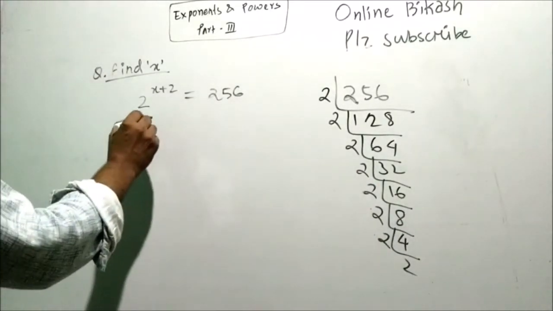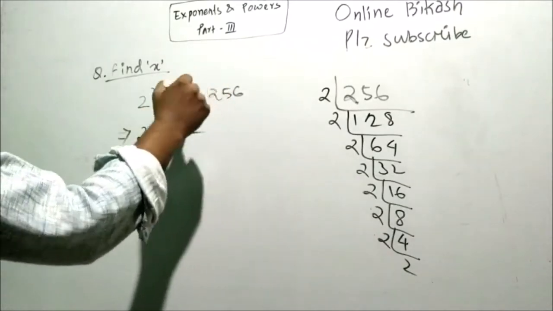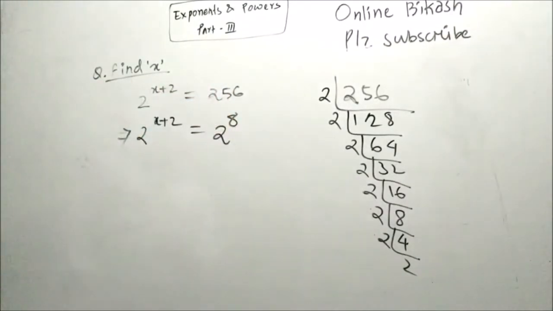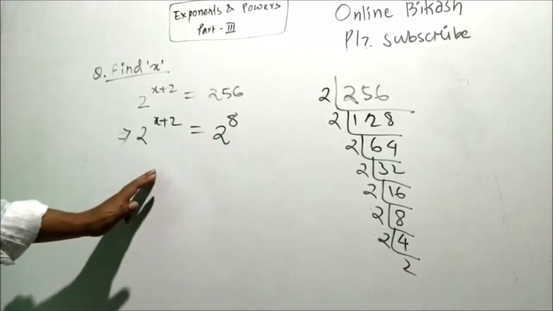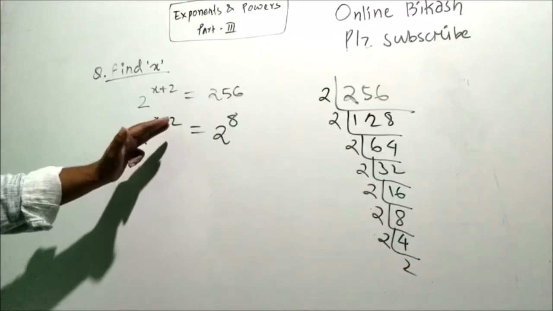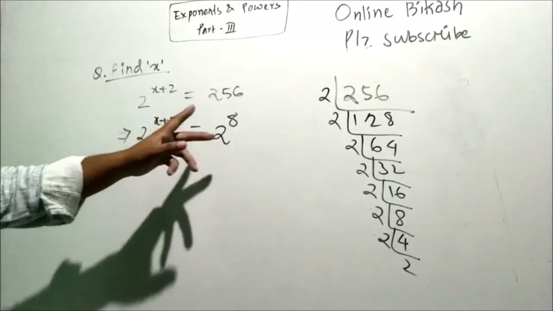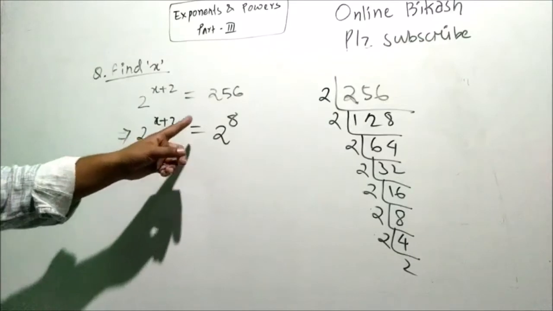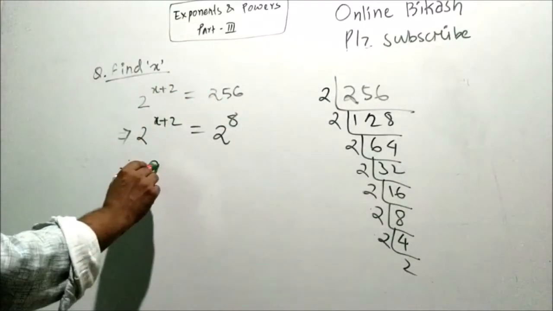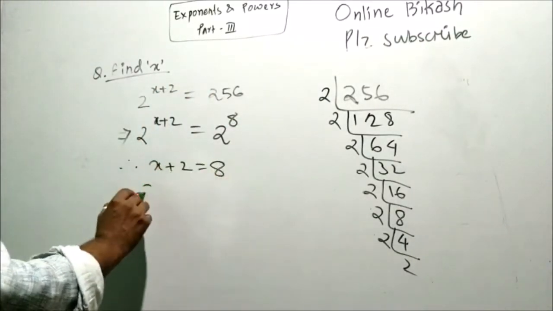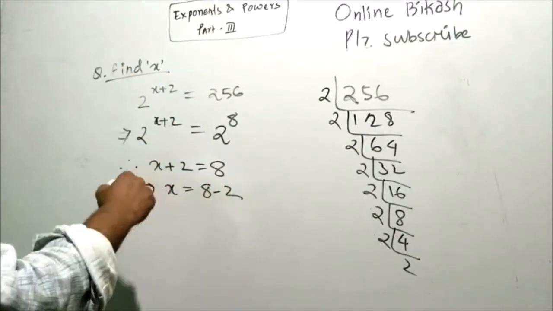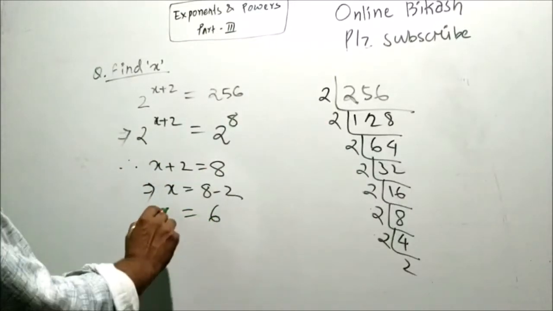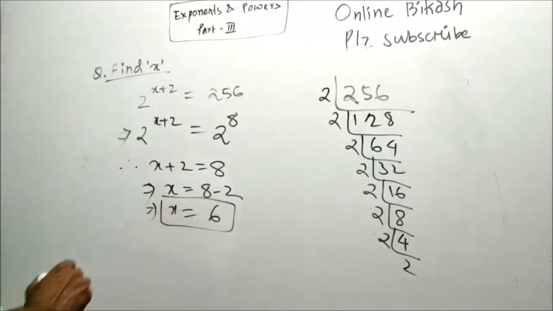So 2 to the power x plus 2 is equal to 256 can be written as 2 to the power 8. Yes or no? So now you see, in both cases the bases are the same. So what we can do is compare the powers. x plus 2 will be equal to 8. If you take this 2 to the other side, then x equals 8 minus 2, because plus 2 changes to minus 2. 8 minus 2 is 6. So your answer is x equals 6. So the value of x is 6.